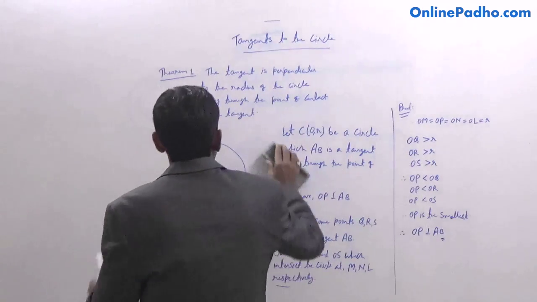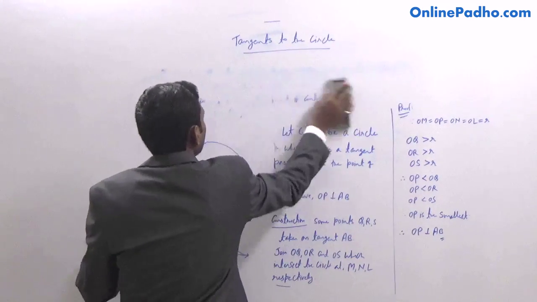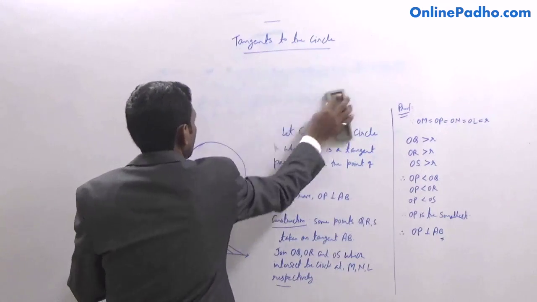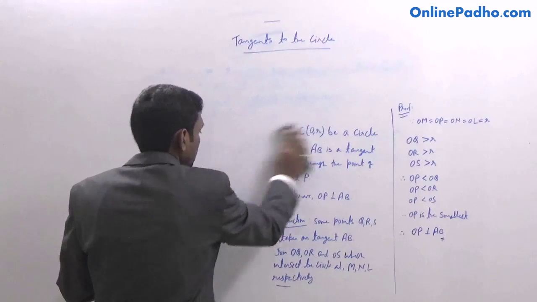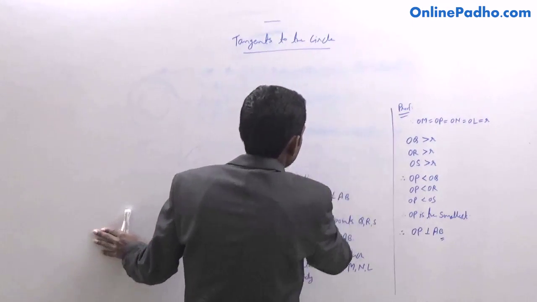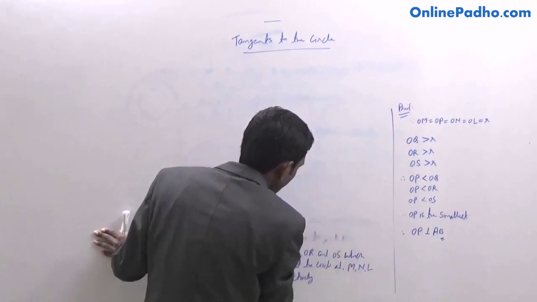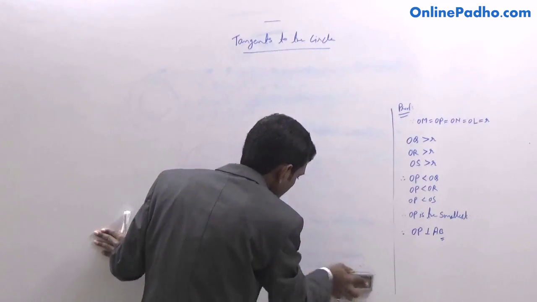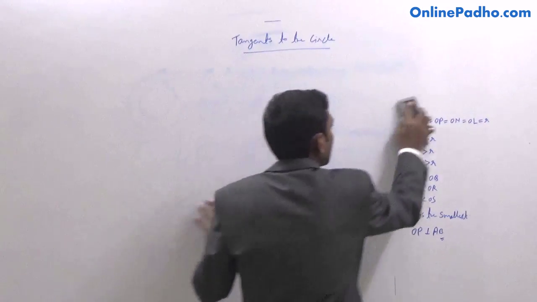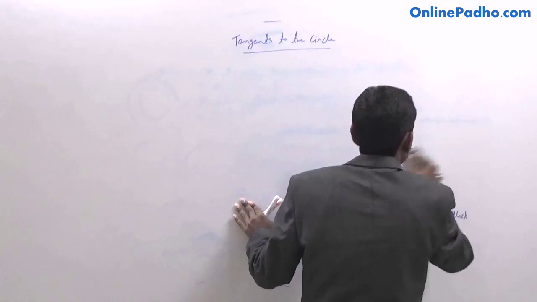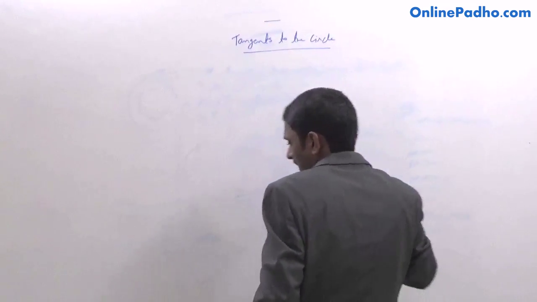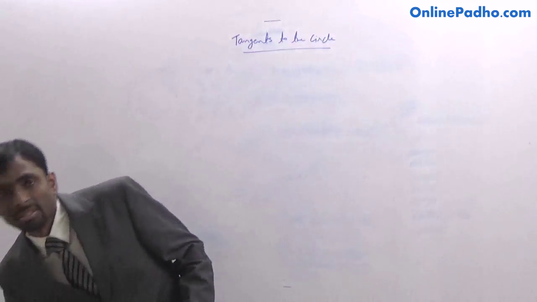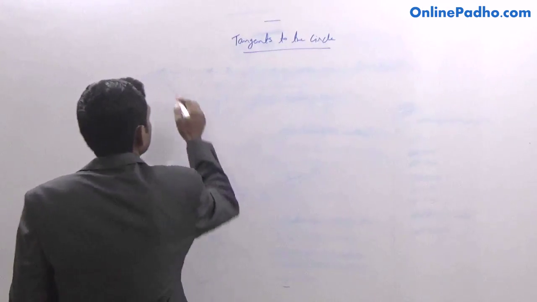Now we will do some different questions based on this theorem. So first of all, we need to discuss the second theorem. After solving these two theorems, we will discuss some questions. What type of questions can be asked in this chapter, right? So now the second theorem is very simple. The second theorem is also based on the tangent.